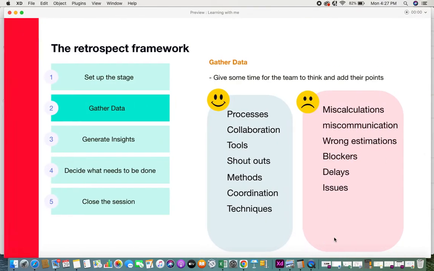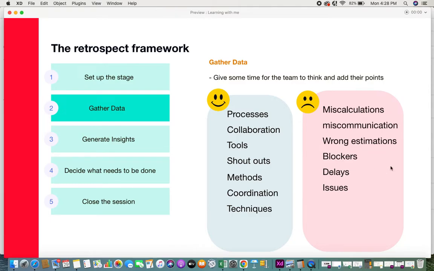The next one is gather data. Now, once everyone's ready to provide their feedback, you as a facilitator need to enable the team to provide their feedback on the iteration that has just passed. So give the team some time so that they can think and add their points. And what are these points? These are points of things that went well during the iteration and things that did not go well during the iteration. So give them some time, let them think about it, and let them add down their points.